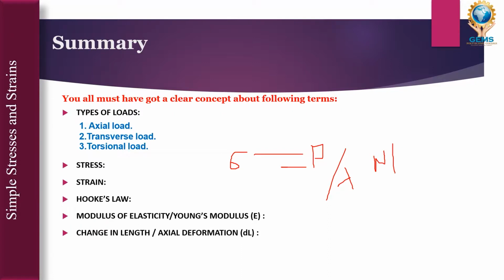Then the next thing we studied is strain. What is strain, dear students? Strain means change in length by original length. Strain is denoted by a small e. Small e is equal to change in length by original length, dl divided by L. That is called strain. And strain is dimensionless. Why? Because strain doesn't have any unit.